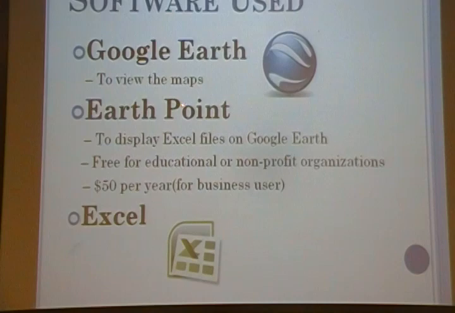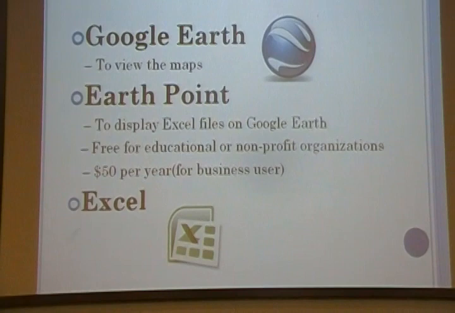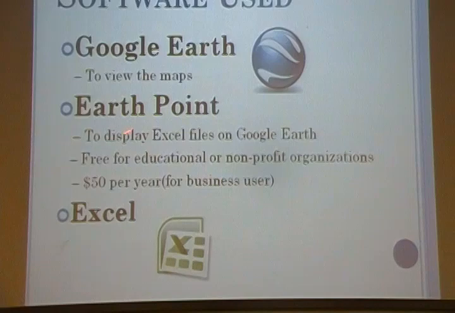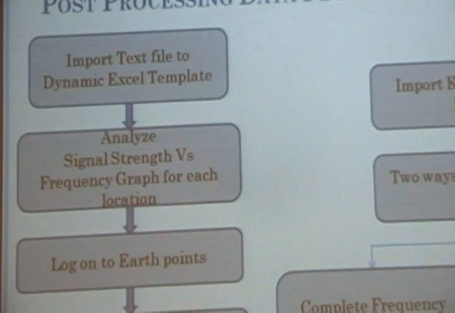So we have to sign up for this Earth Point facility, but it is free for educational purposes or non-profit organizations. It is not free for commercial products, so you have to pay $50 per year to sign up for Earth Point. And I hope every engineer knows about Excel, so I don't need to go further. And here's the post-processing data flow, and I'll explain it thoroughly in the following slides.